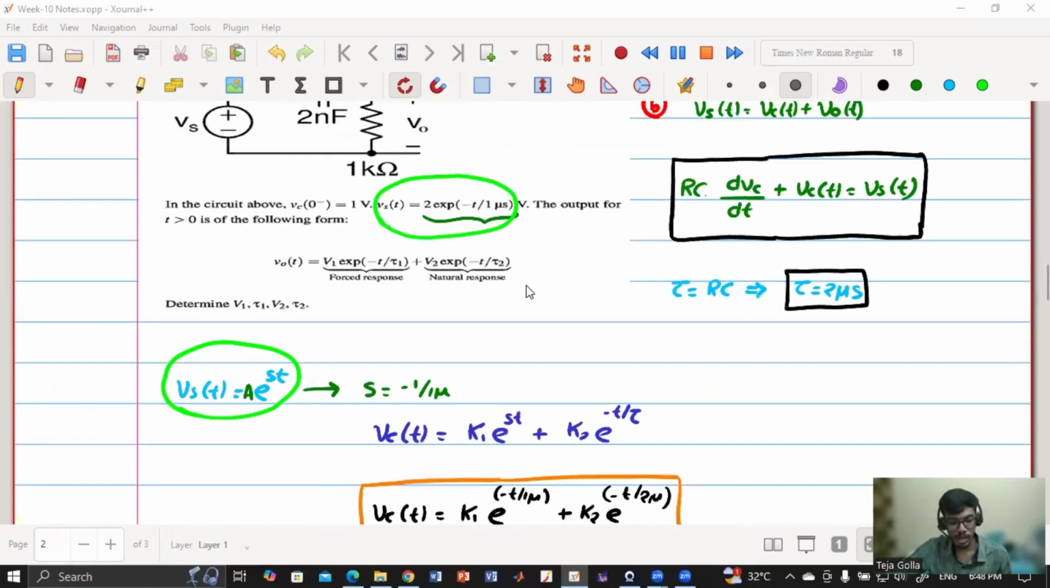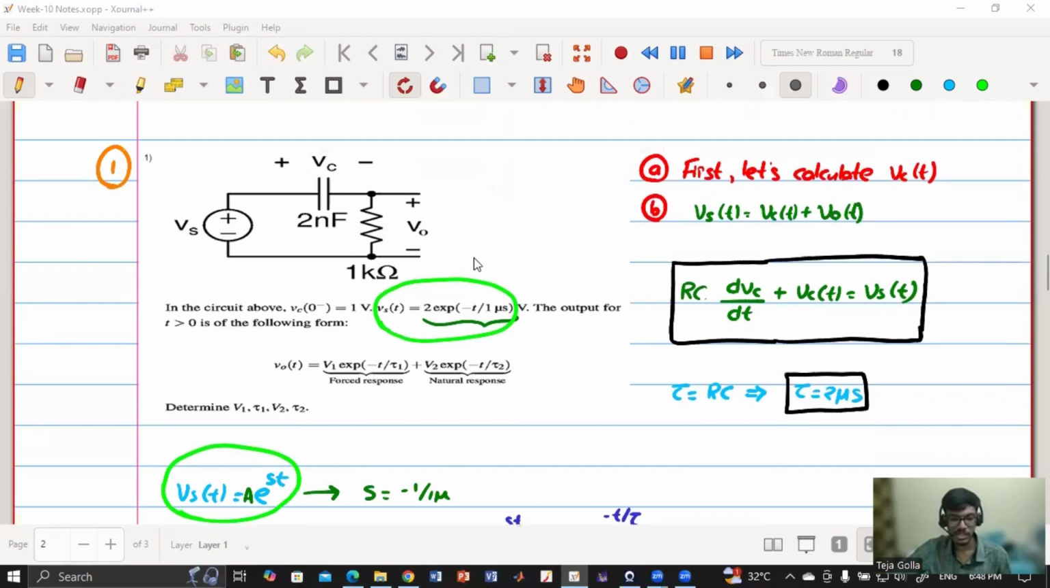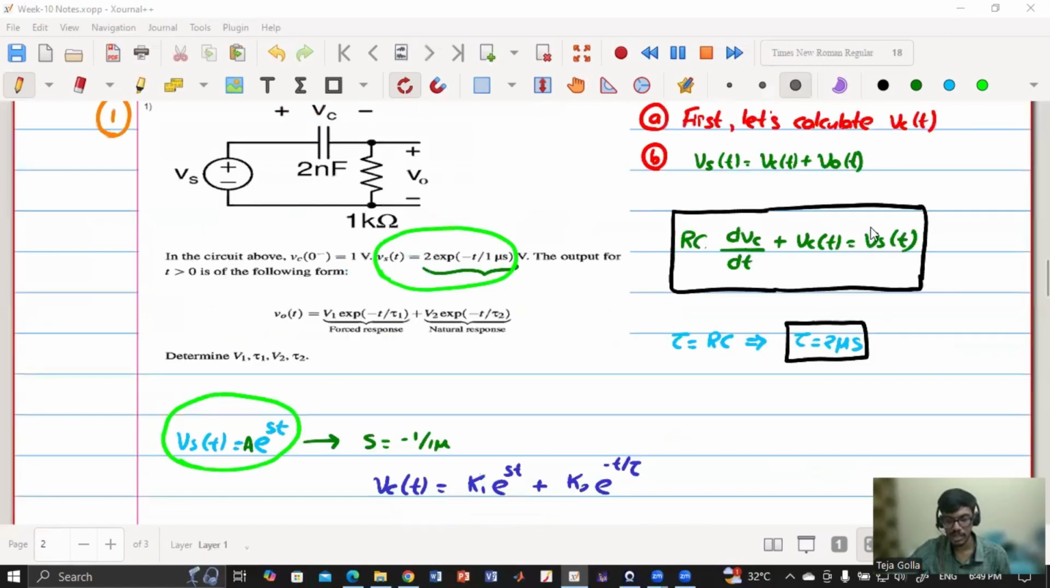But where will the trouble come? The trouble comes with the differential equation, because the differential equation that we have is in terms of Vc of t. Now we have to write the differential equation in terms of V naught of t. How will I do that? You can substitute Vc of t equal to Vs of t minus V naught of t in this differential equation. Then you will get everything in terms of Vs and V naught. Now you substitute that generalized V naught in this expression and then you will get another equation.